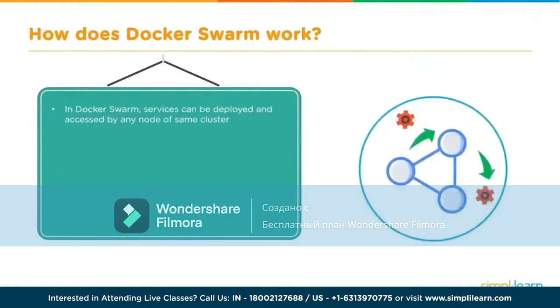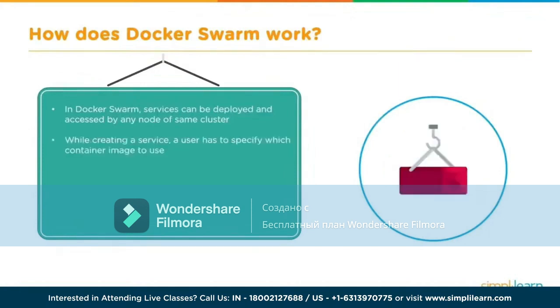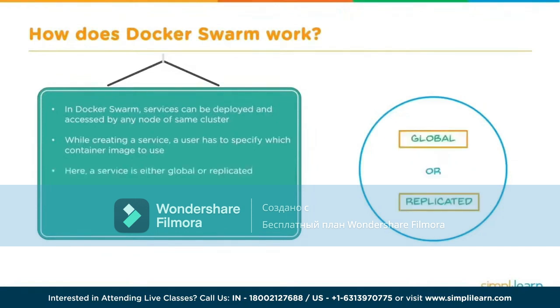So one of the things that's a big advantage with having a swarm is that once you've actually created the swarm, any of the services that you create can be accessed by any node of the same cluster. One of the things you do have to do though is specify what container image you're going to use when you're creating a new service, and you can do that either through a centralized Docker Hub environment or through your own private Docker Hub environment. One of the things that's interesting is that you can set up commands and services to be either global or replicated.